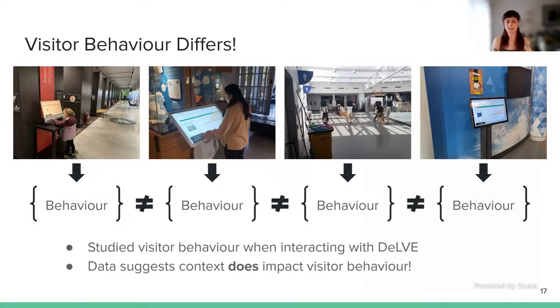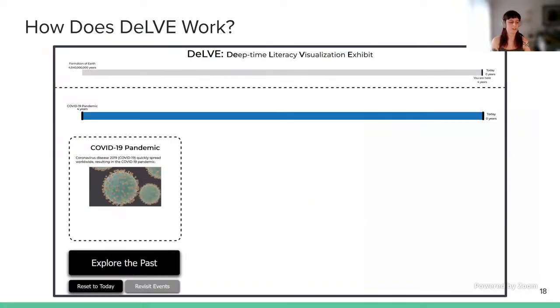But before I can really get into our findings, I want to show you how Delve actually works. So when a visitor walks up to Delve, they would see something like this. This blue timeline has 2 markers, one for today and one for the first event in the data set. On the top, there's a timeline, and this shows the full extent of the data set with a marker for the event you're looking at. On the left side, there's a media box with info on the event, including a description and a picture. And in the bottom left, there are a set of buttons. The main one is Explore the Past, which adds the next event to the screen.